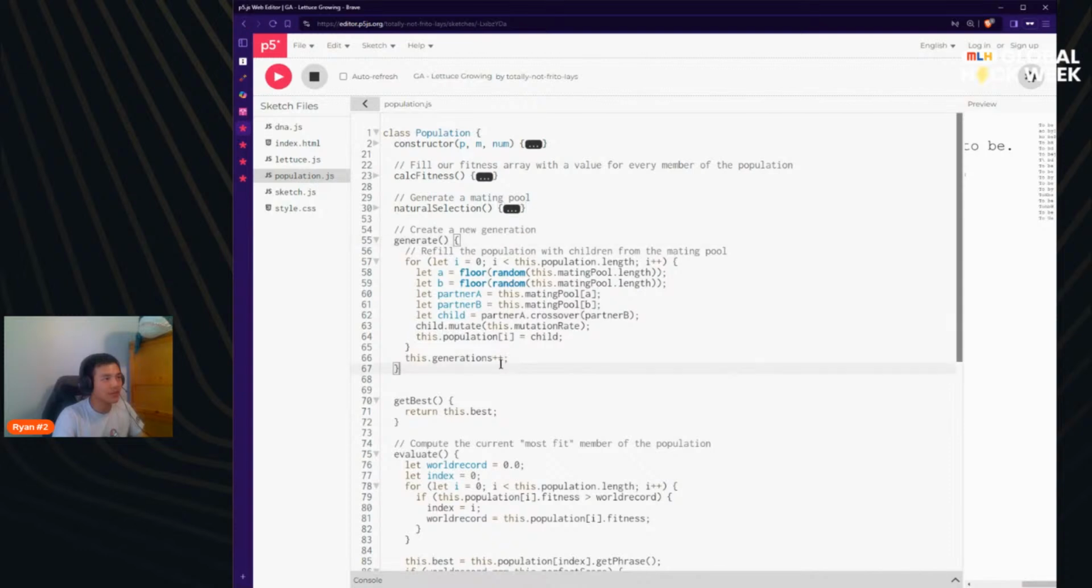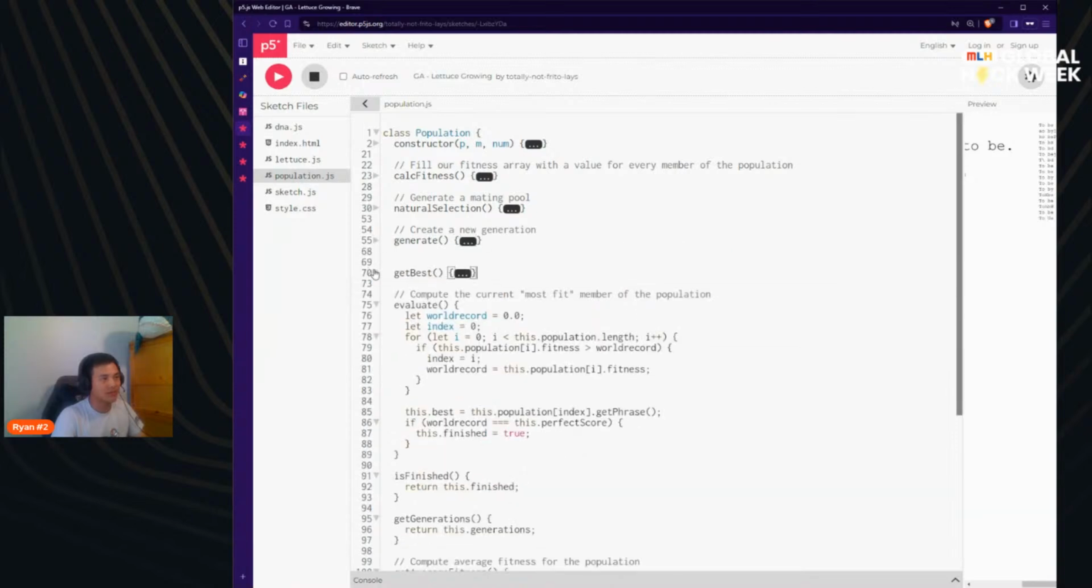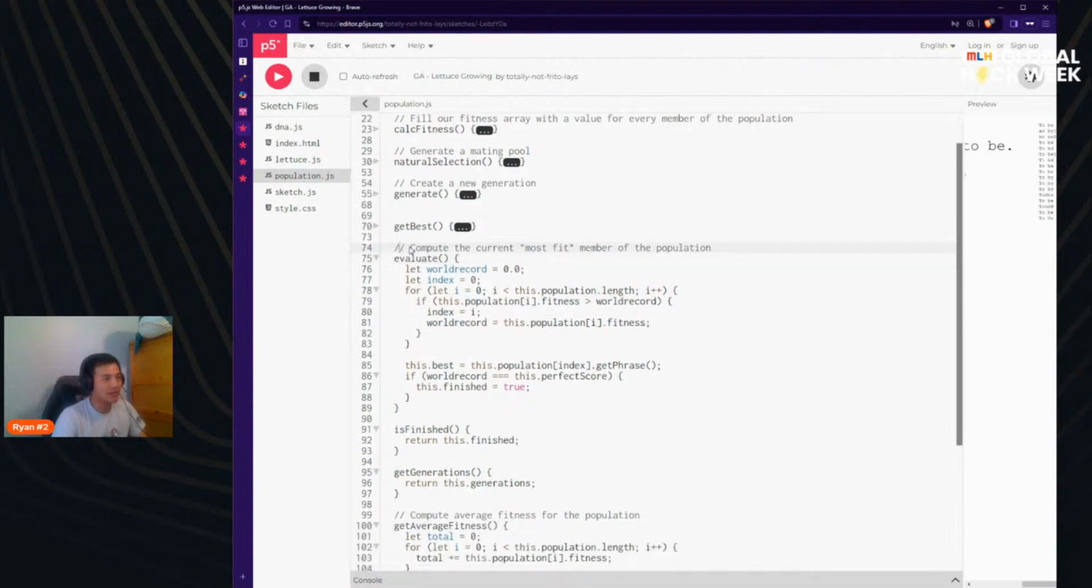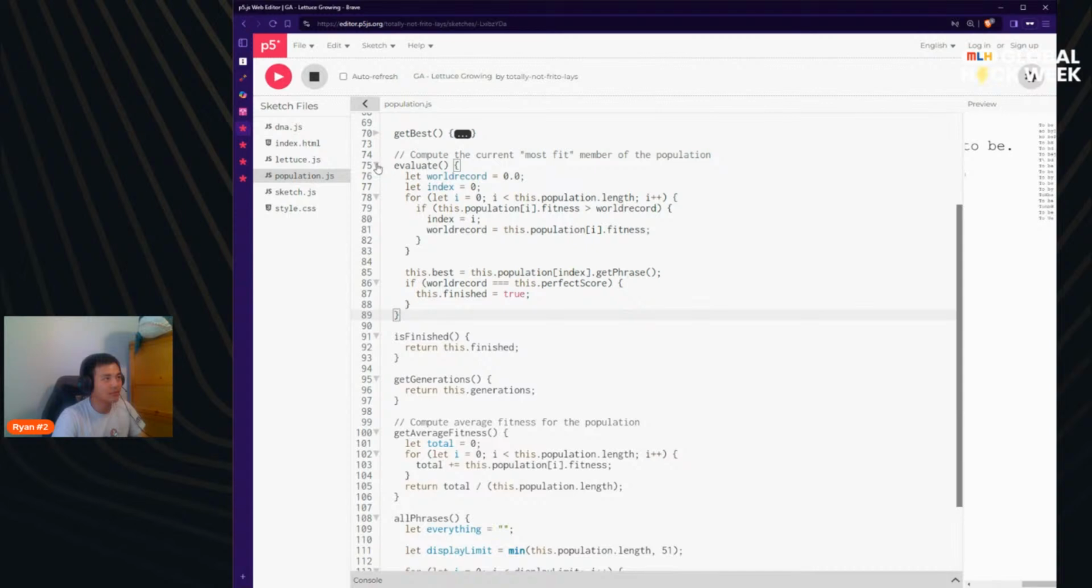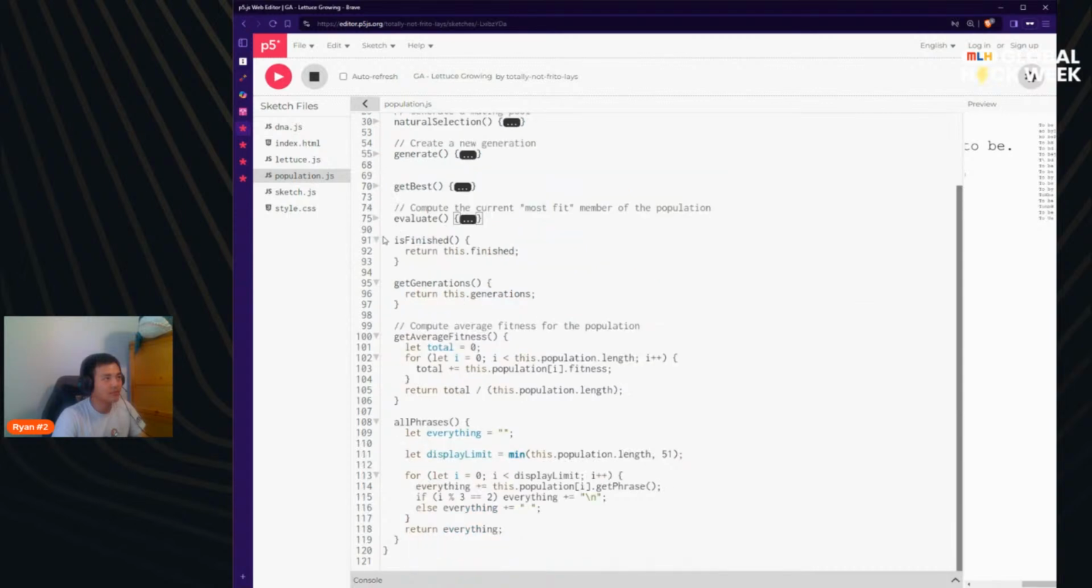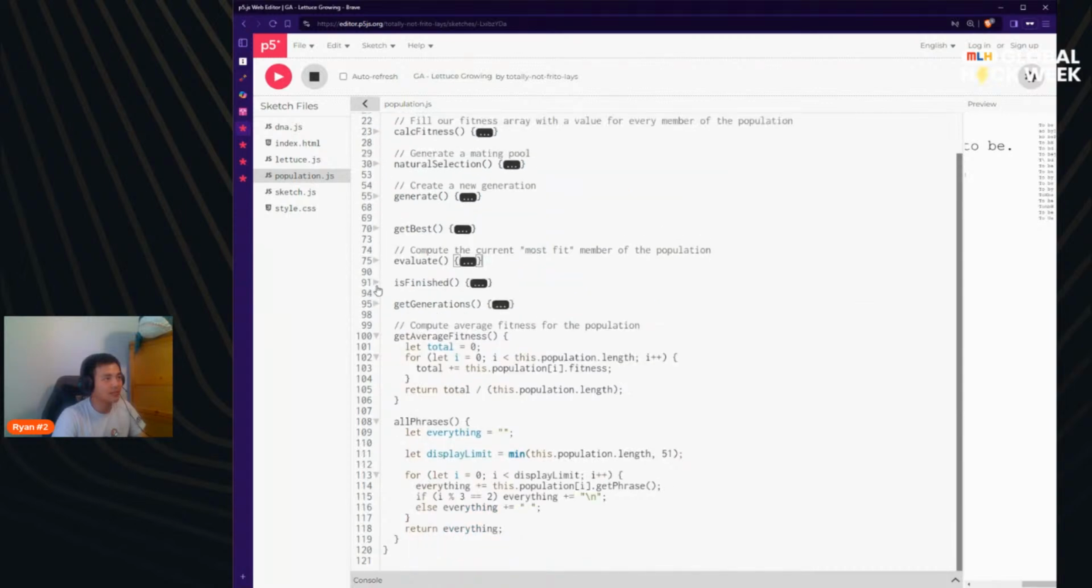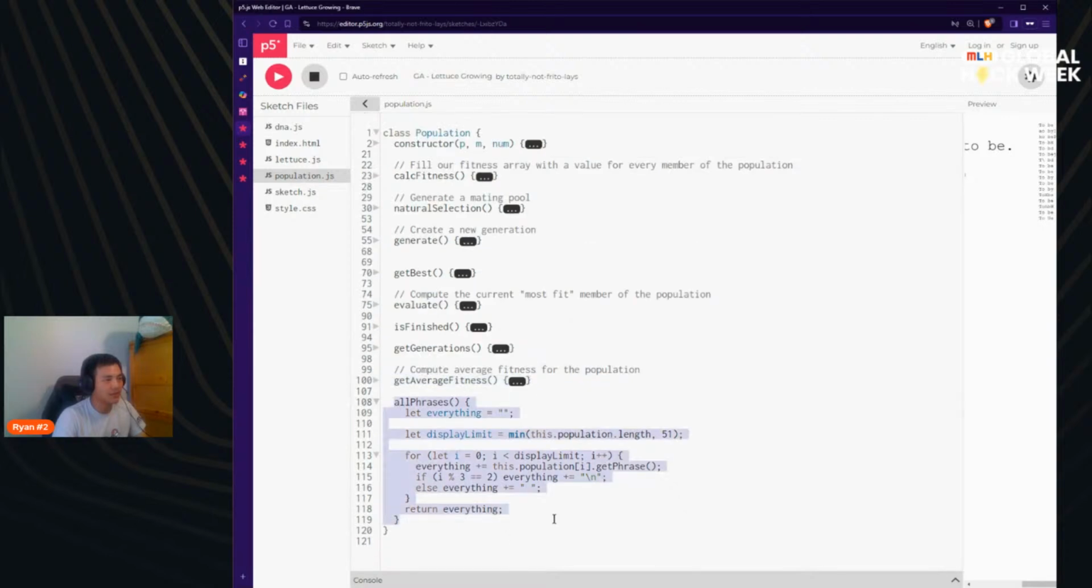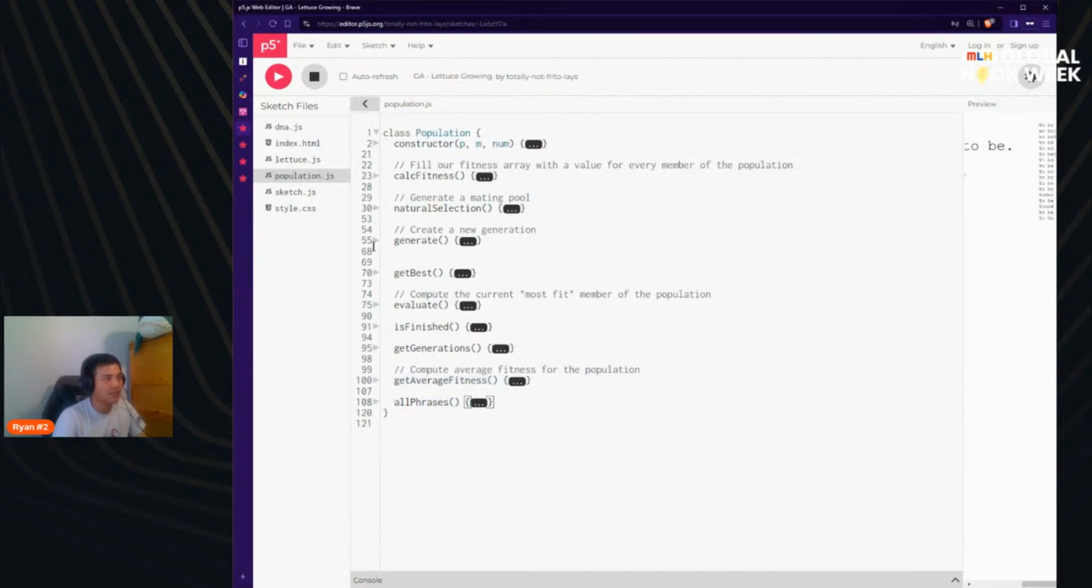Okay. Then we have the generation. This does all of the meta stuff of mutating and then spawning in a new population. Get best returns, it's just a getter. Evaluate just grabs the most fit member of the population. That's another getter. That's another getter. This is a getter, but this is for the average fitness. All phrases, I believe this is just for printing it out.